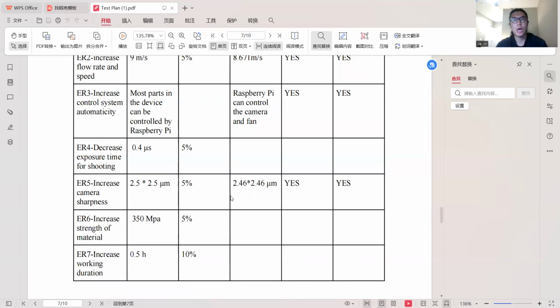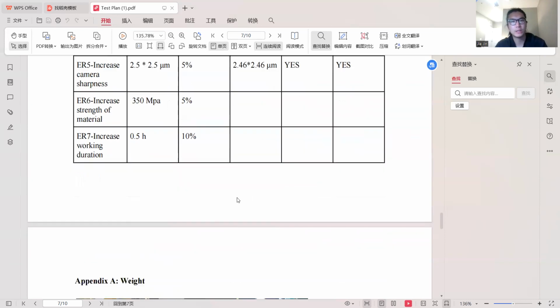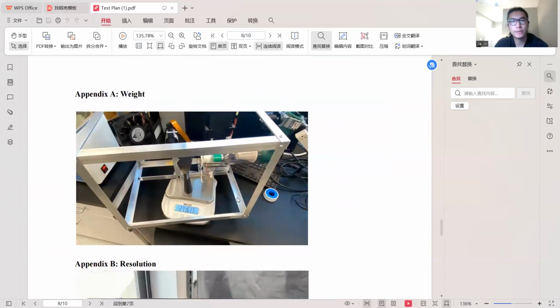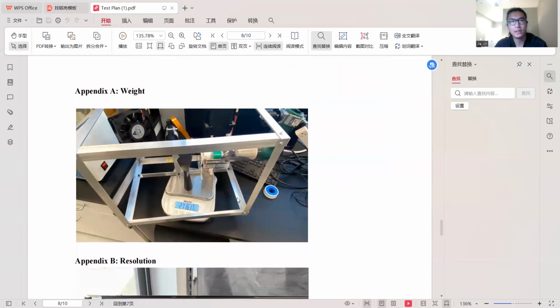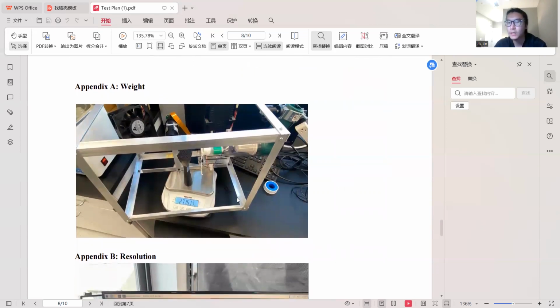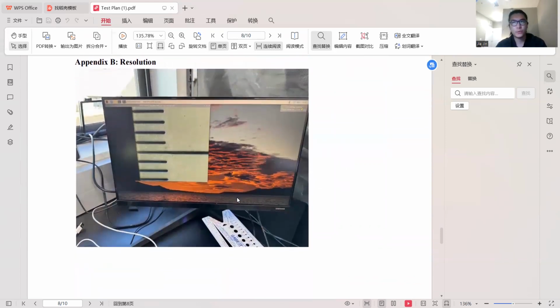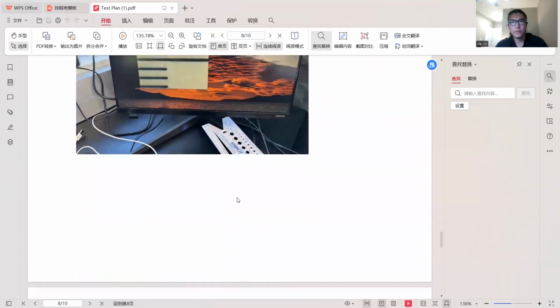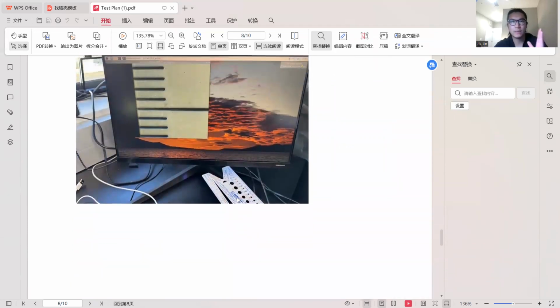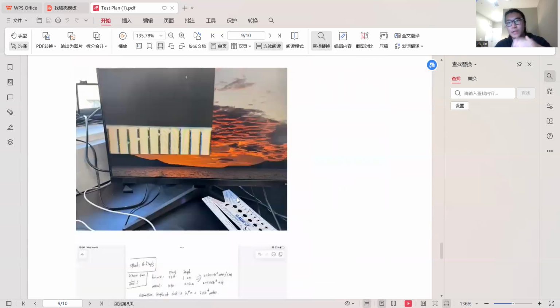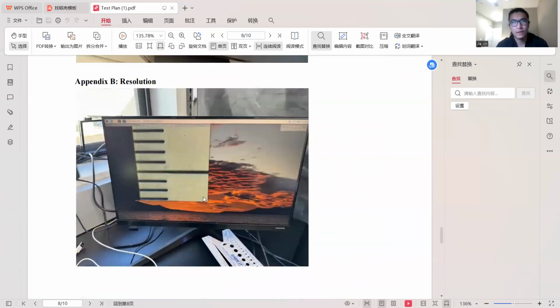And I will talk about some details in the next part, the appendix, because we put the pictures for the test in the appendix. Appendix A is for the weight and B is for the resolution of the camera. We just use a ruler to do the test, putting the ruler in the vertical direction and the horizontal direction. In this one, each line means 1 millimeter. This one is 7.5 millimeters.